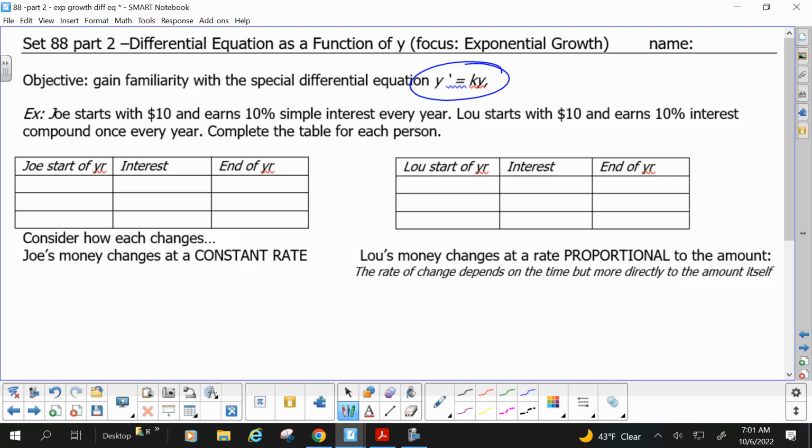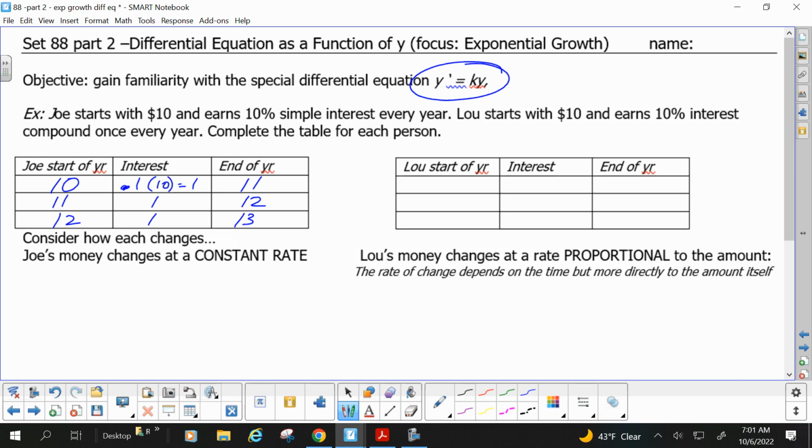Well, let me introduce it with a money idea. Say Joe starts with $10 and earns 10% simple interest every year. Joe would then start at $10. He earns 10% of $10, so he earns $1. But because it's simple interest, it's always going to be $1. Despite the fact that after the first year he's got $11, he doesn't earn interest on that. He ends year 2 with $12 and ends year 3 with $13.